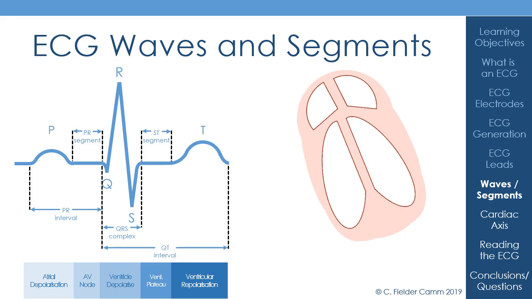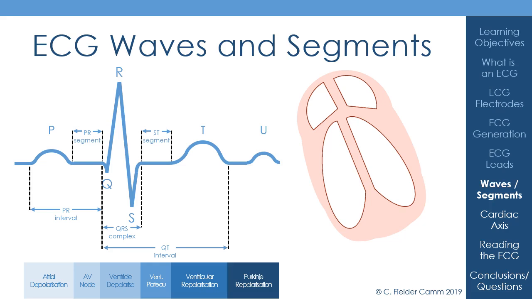Now, the gap between the beginning of this QRS complex and the end of the T wave is called the QT interval. And this is important from the fact that it can be associated with significant arrhythmic risk if it's prolonged. And we'll talk about that in a future lecture as well.